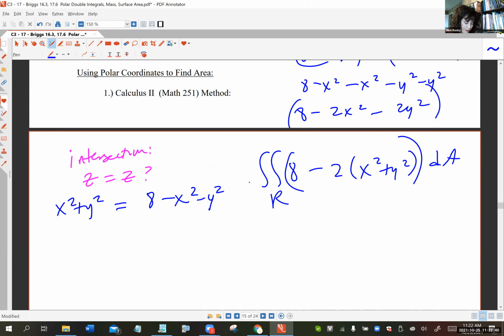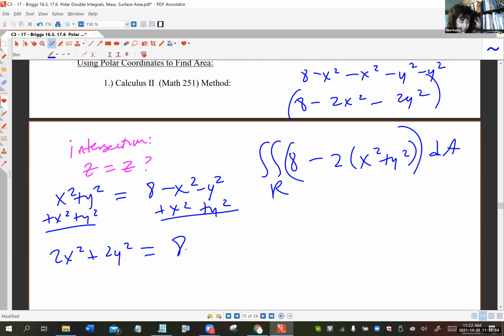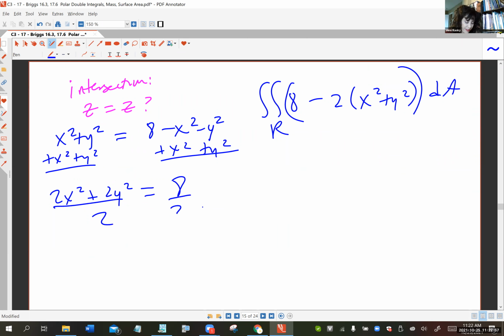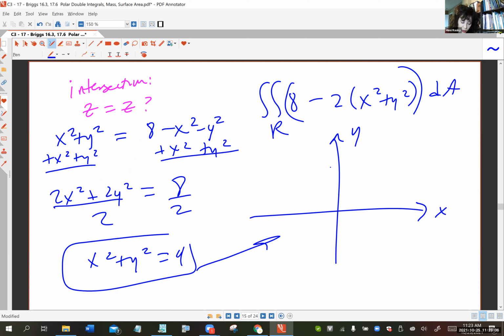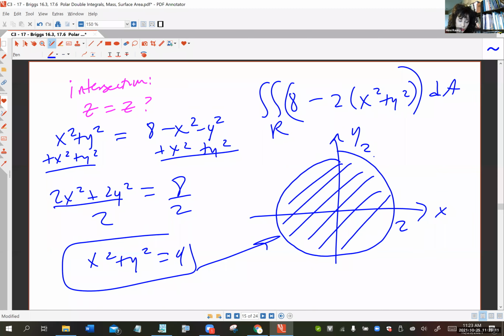I'm going to add x squared plus y squared to both sides of the equation. So on the left-hand side, I get 2x squared plus 2y squared. And the right-hand side, I get 8. And if I divide both sides of the equation by 2, I get x squared plus y squared equals 4. And folks, that is what's going on, the shadow or the projection, they call it, of the solid onto the XY plane. And this is the region R of integration.